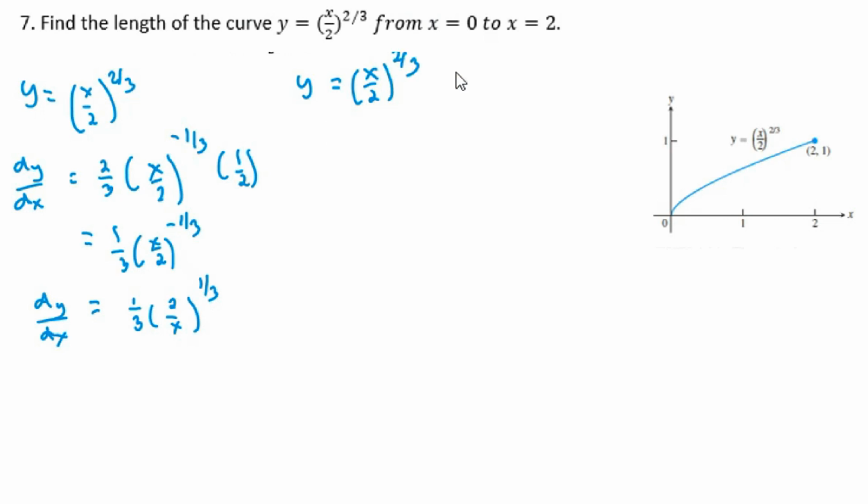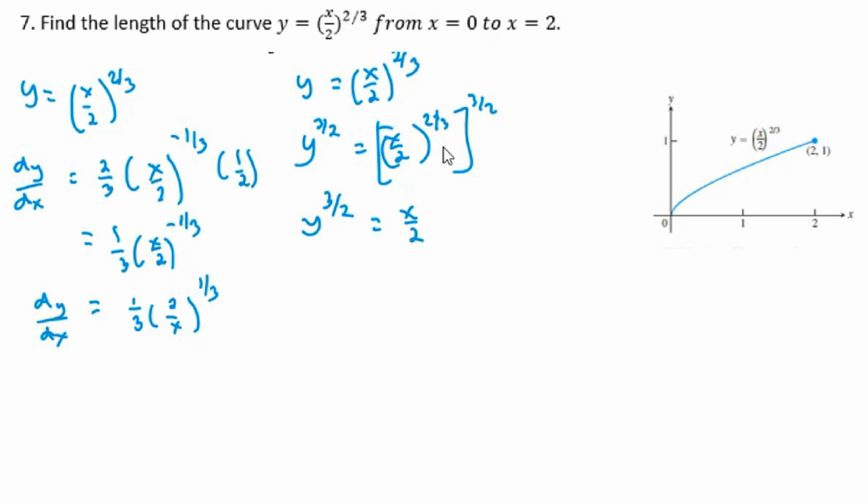To remove the power of 2/3, we raise both sides to the power of 3/2. So y to the power of 3/2 is equal to (x over 2 to the power of 2/3) raised to the power of 3/2. Therefore, y to the power of 3/2 is equal to x over 2, because 2/3 times 3/2 equals 1. That is why we have x over 2. Solving for x now, we have x equals 2y to the power of 3/2.